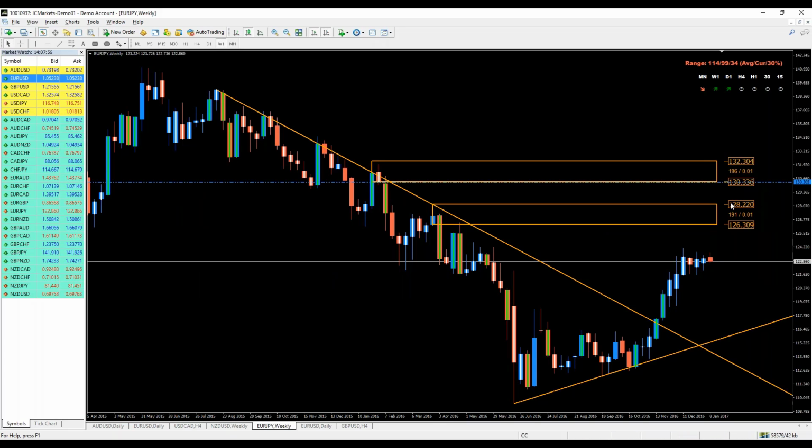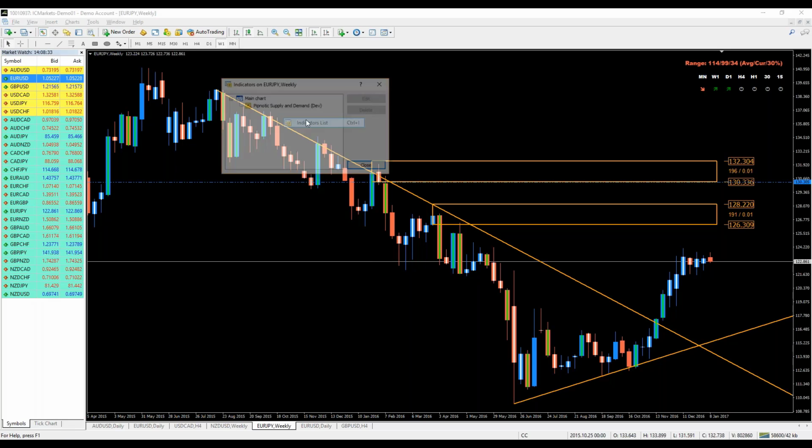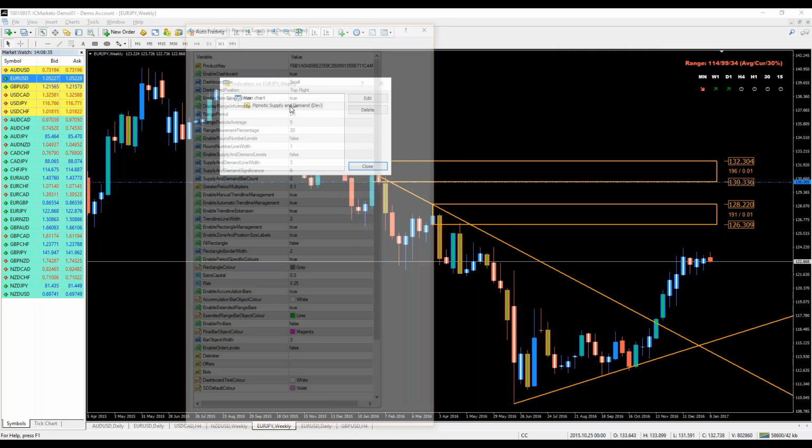Then you can see that we have this number here, which is the upper edge of the supply box, and then we have the lower edge of the supply box, which is this value here. Then we have a number in the middle, where the first number is the size in pips of this area of supply. So this is 191 pips deep or wide. Then we have a slash, and then we have 0.01. And what does that mean? Well, 0.01 is actually the indicator telling me the size of the position that I should be trading. And I'll show you where you configure this information.